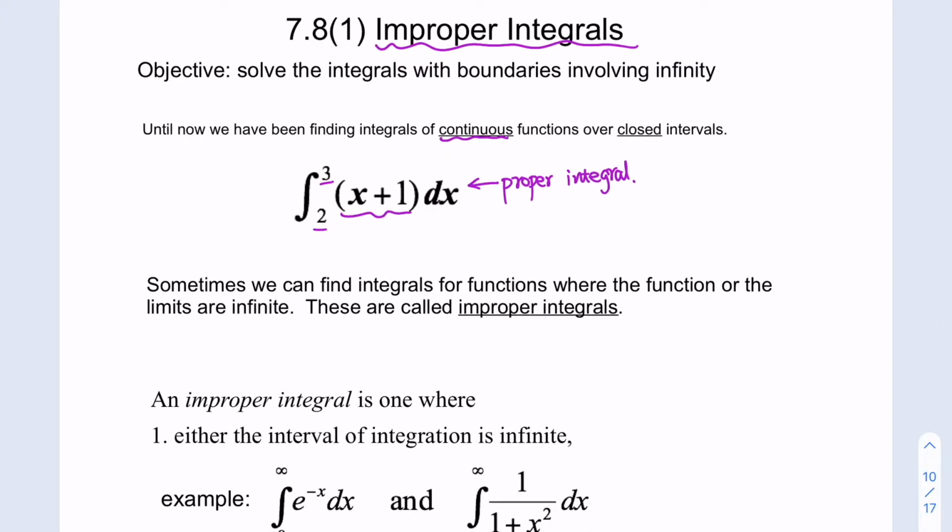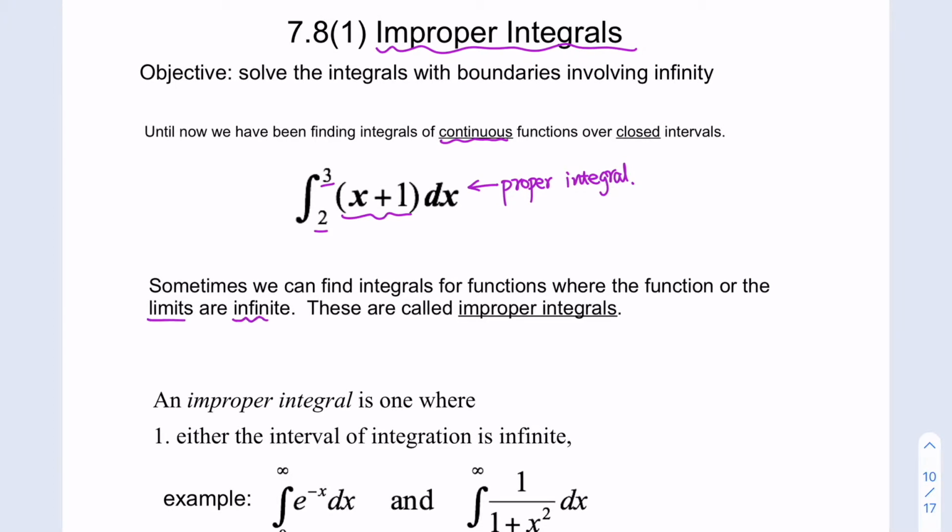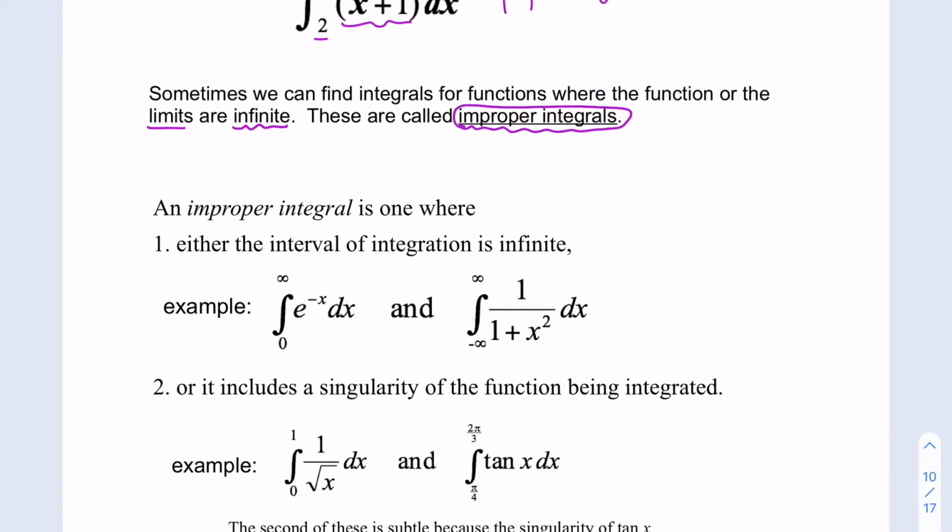And sometimes we can find integrals of functions where the function or the limits are infinite. In this case, we call this type of integral an improper integral. So there are two cases we are going to deal with. First case, if the interval of the integration is infinite. Here, if you look at the boundaries, there's infinity here. So this type of problem, which we call improper integral, is one case because the boundary is infinity.